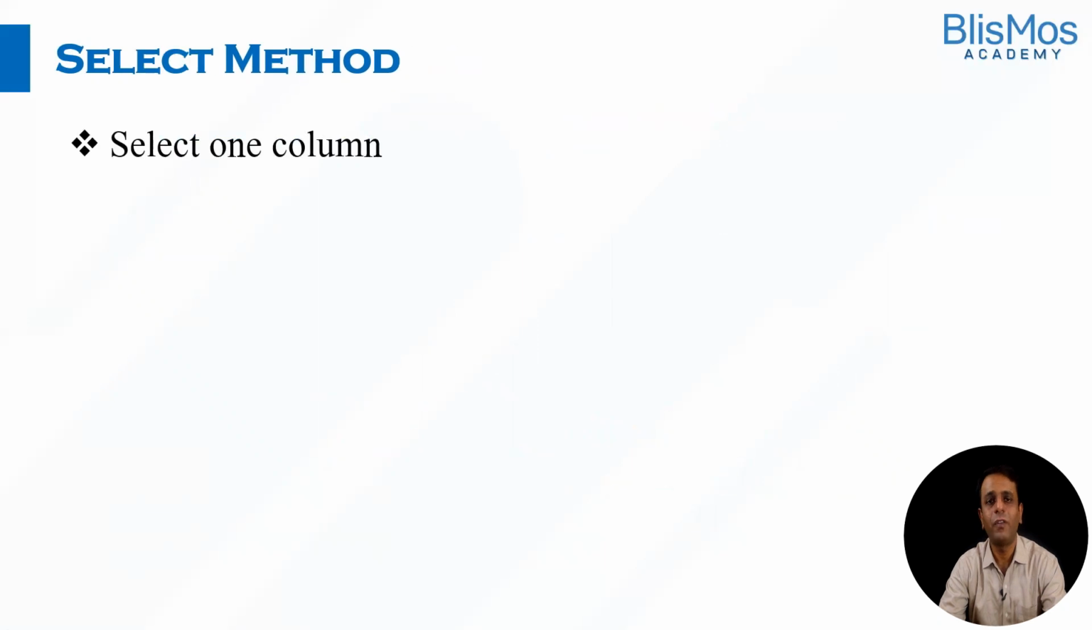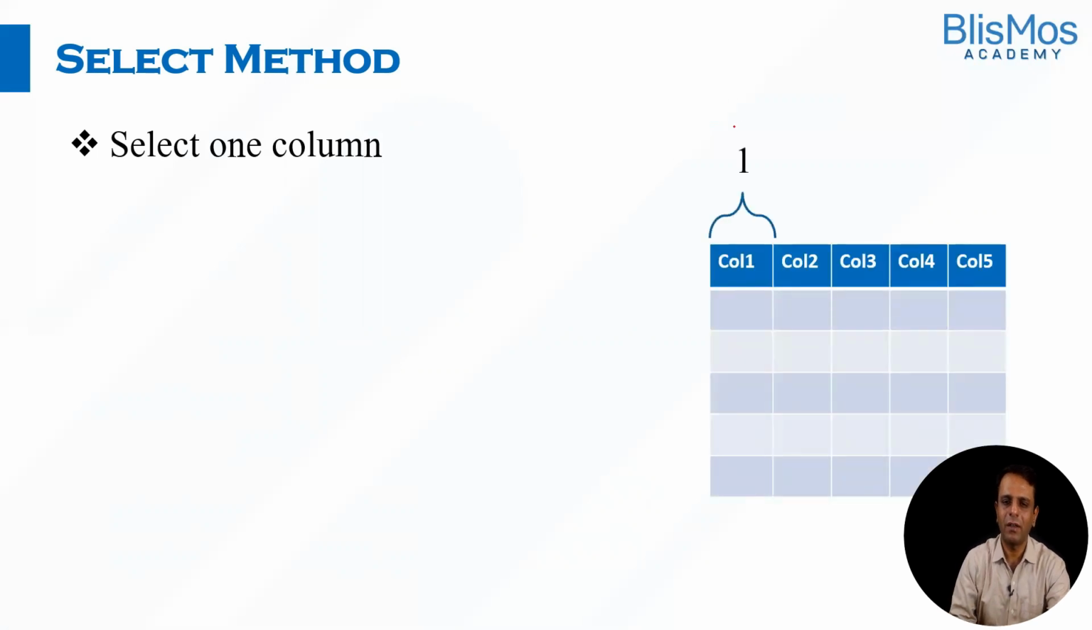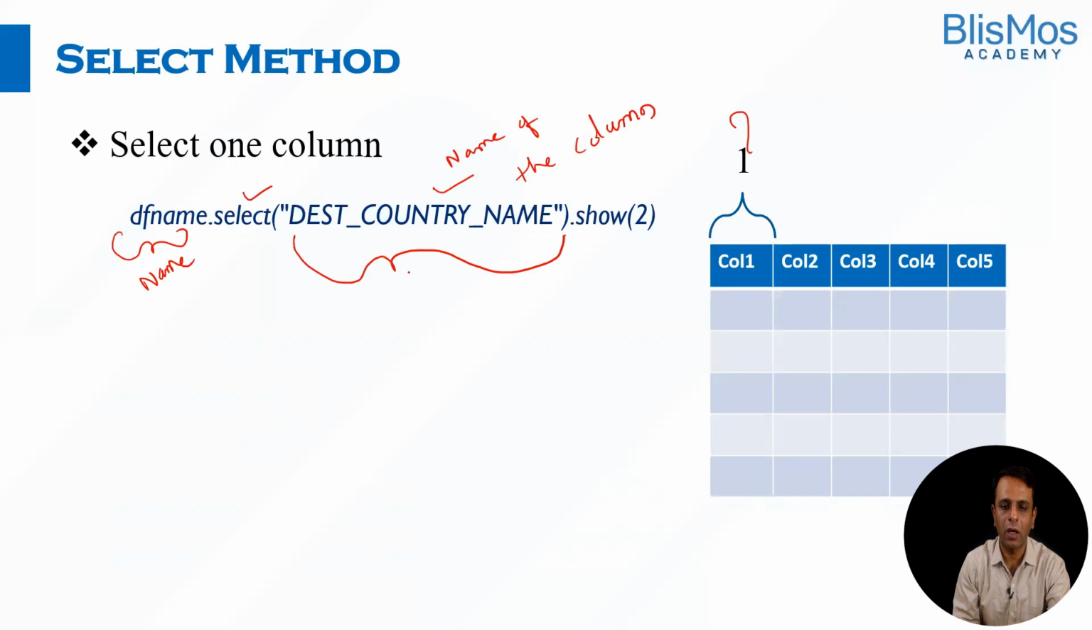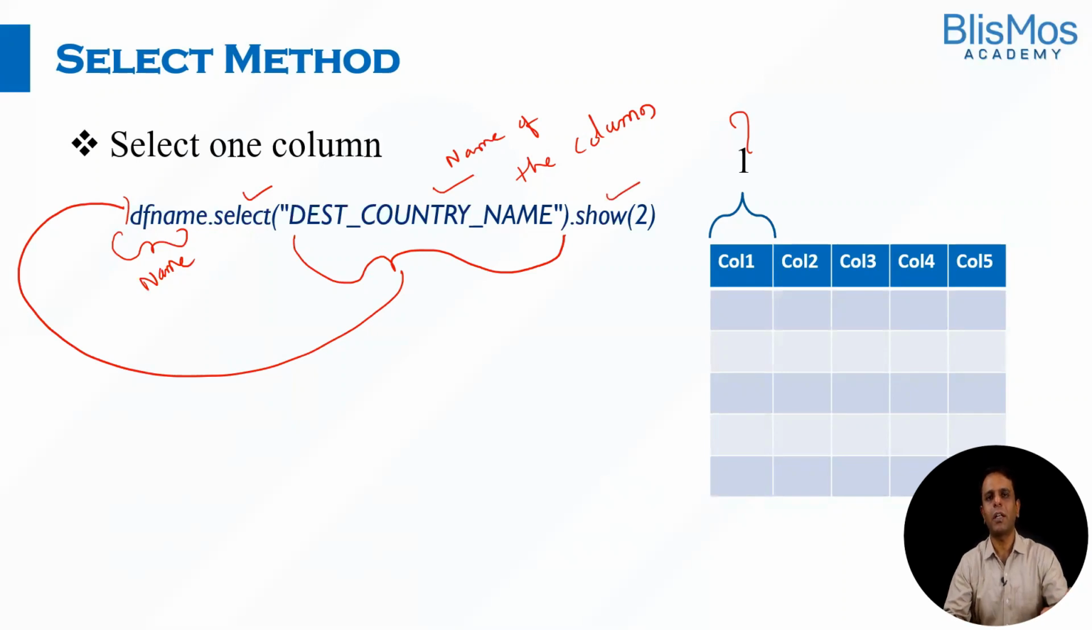When we want to select, what will you do? We will either select one column or multiple columns. So how do we do that? First and foremost, as I said, we'll select one column. Let us see how we do that. Assuming that you have created a data frame, you have to specify the name of the data frame. This is the name of the data frame, and then use the select method and specify the column which you are trying to select. In this case, destination country name is the name of the column. This column belongs to this data frame. Then we can call an action, that is show. This is how you select one column.